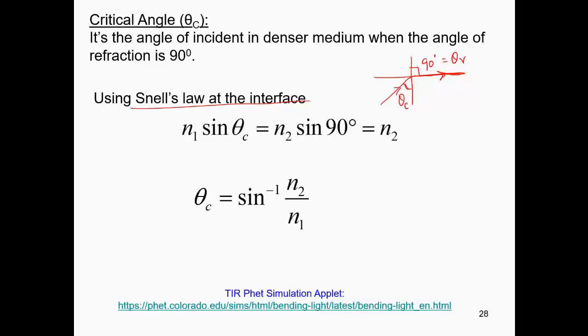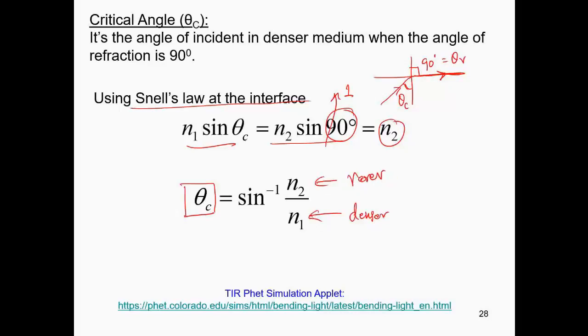Just using Snell's law, n1 sin theta 1 is n2 sin theta 2, where theta 2 is 90 degrees, right? And sin 90 is 1, so we have n2, and then solve for the critical angle. So the critical angle is the inverse sin of n2 over n1, right? So n1 has to always be the denser medium, remember, and n2 has to be the rarer one. Otherwise, sin theta will be more than 1, and it won't work.